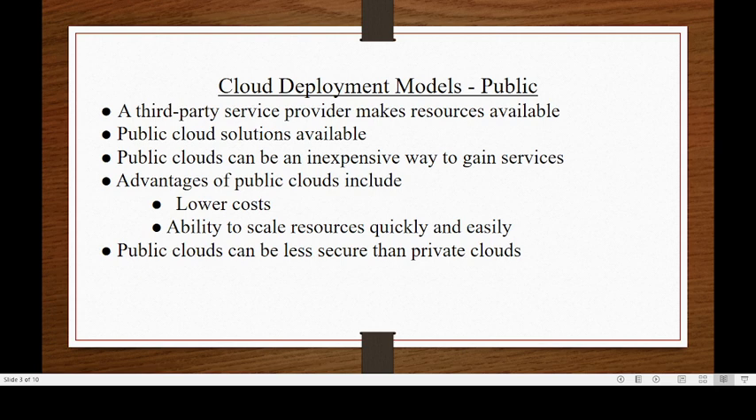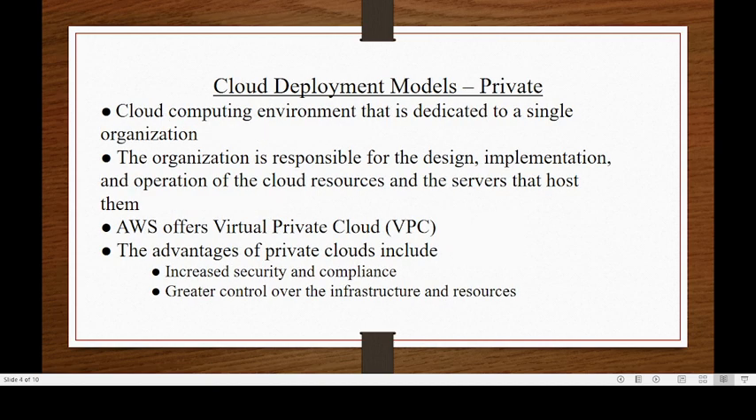The following are the advantages of public clouds. The first one is lower cost and the second one is ability to scale resources quickly and easily. Public clouds can be less secure than private clouds. Next, let's see about private cloud deployment model.